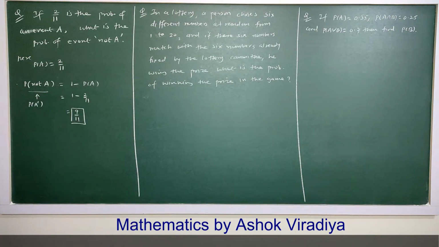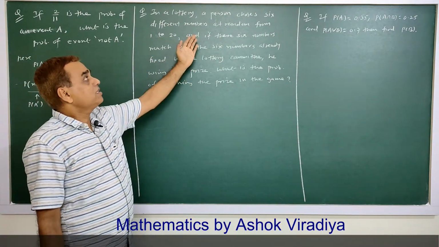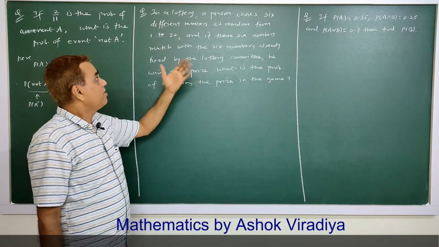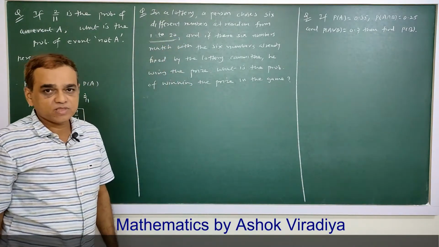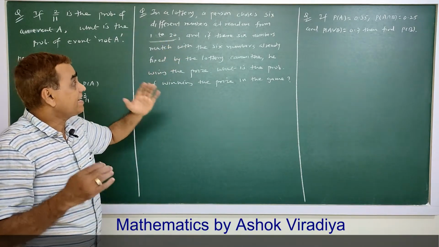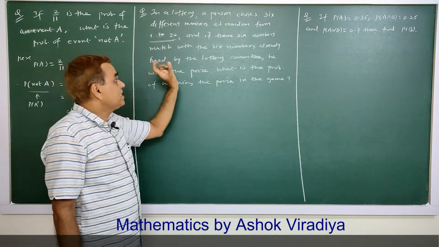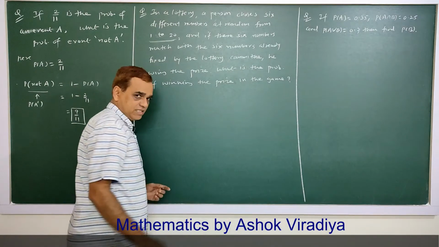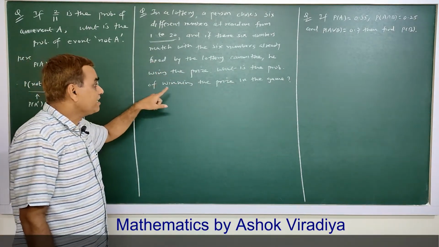Now in this question, in a lottery, a person chooses 6 different numbers at random from 1 to 20. And if these 6 numbers match with the 6 numbers already fixed by the lottery committee, he wins the prize. What is the probability of winning the prize?